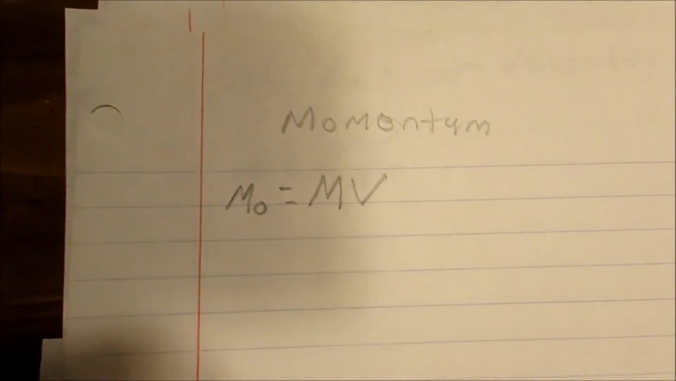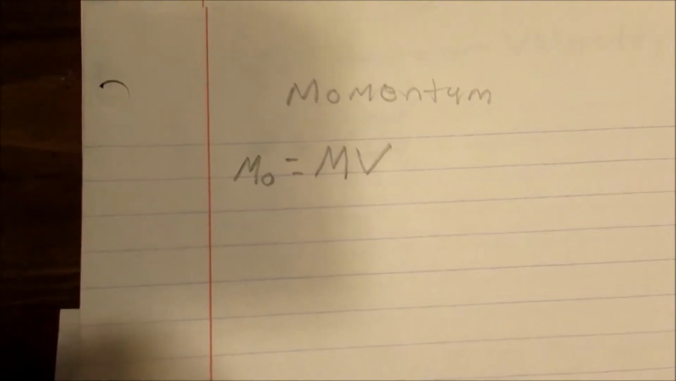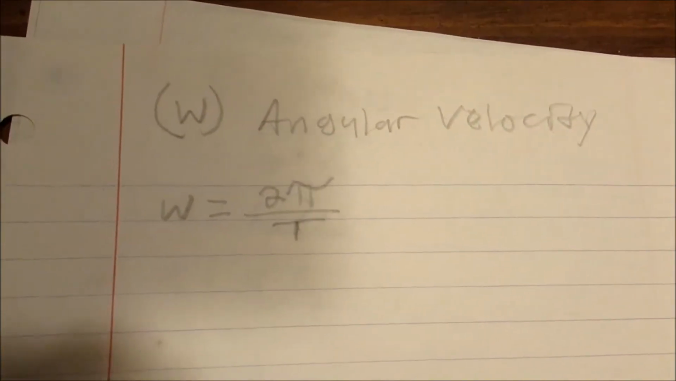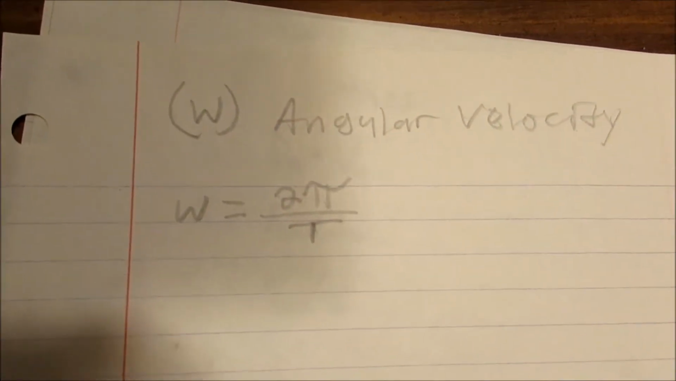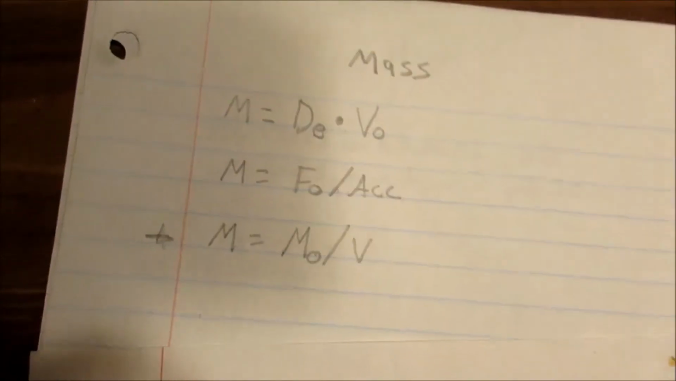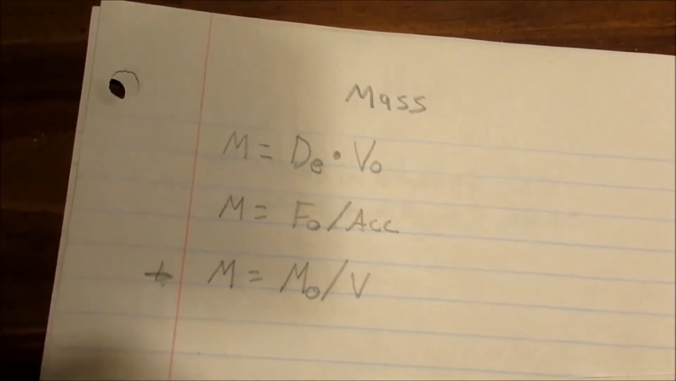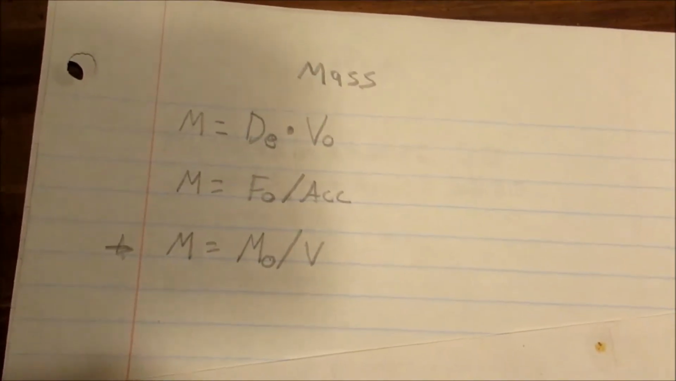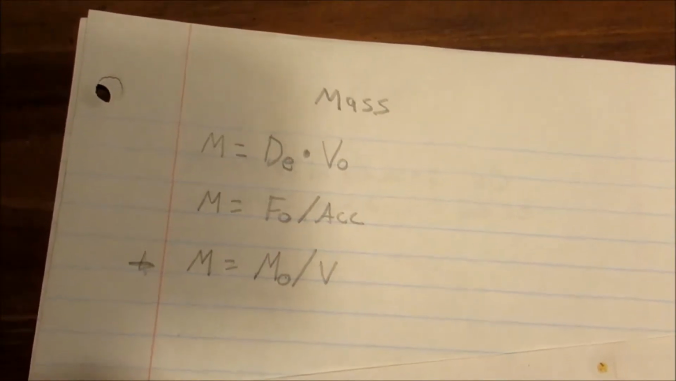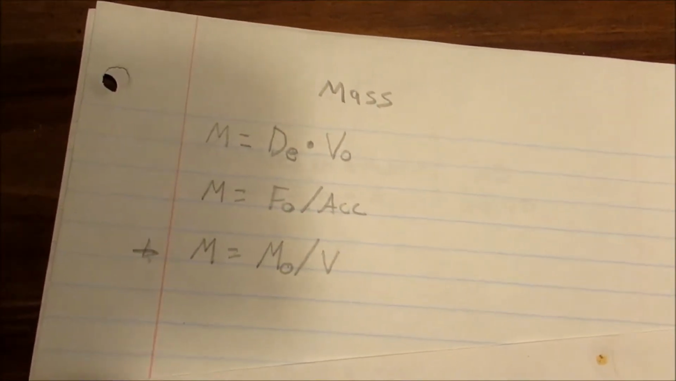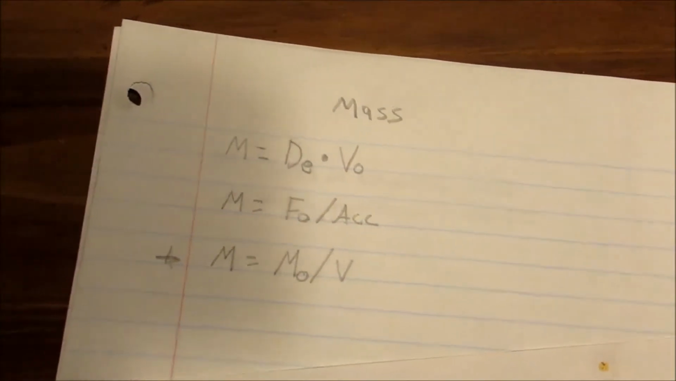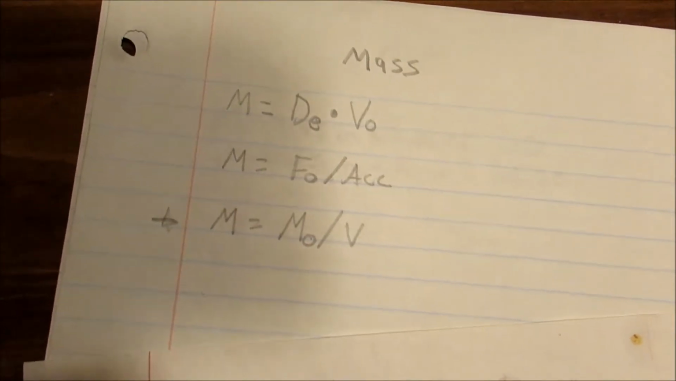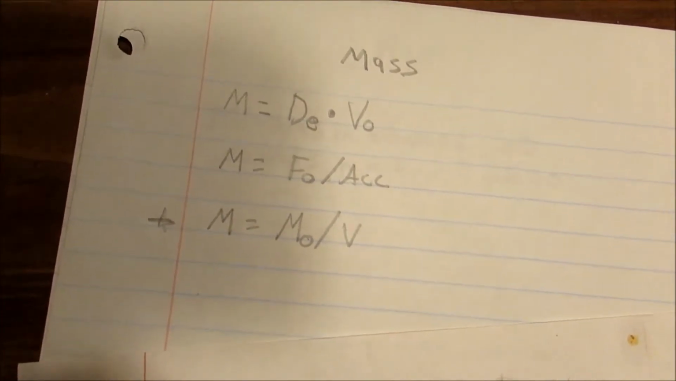And here's momentum. That's mass times velocity, guys. And here's angular velocity. That's 2 pi divided by t. Here's mass. That's the DE mean, I made DE up. That's just distance times velocity, I guess. That's what I believe. And it's also momentum divided by velocity.